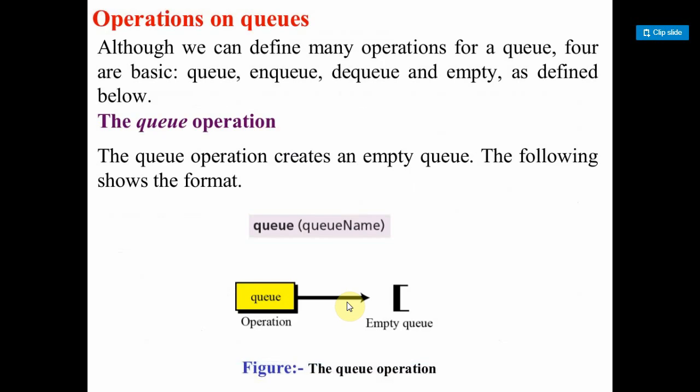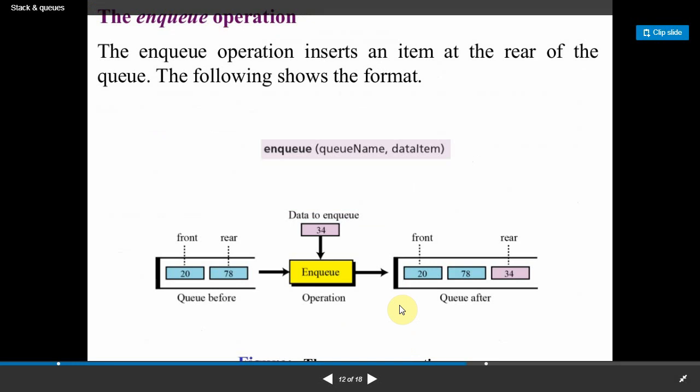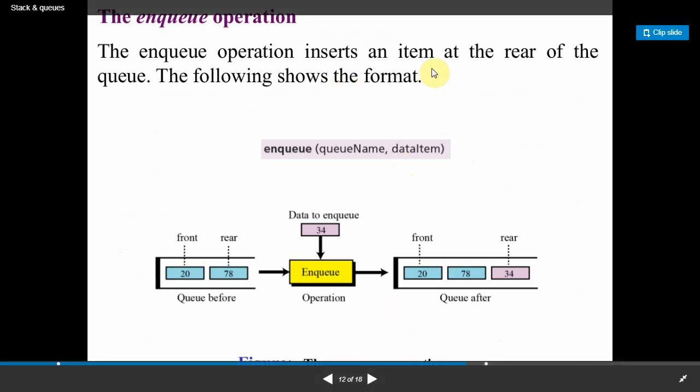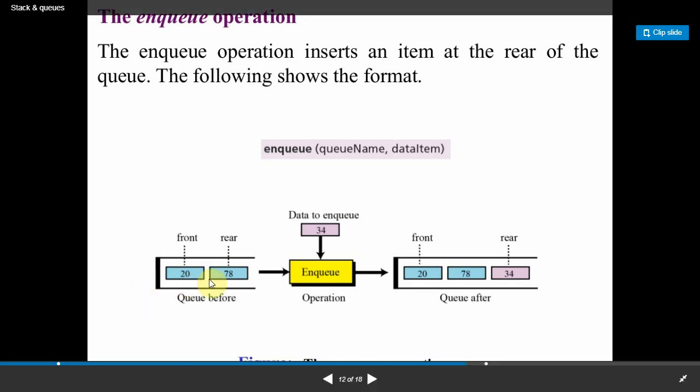Now, whenever there are no elements in the queue, that is called an empty queue. This status should also be checked before a deletion operation. Enqueue means the process of inserting items into the queue at the rear point. Suppose there are already two elements here. Already we discussed that front always points to the first element and rear always points to the last element. Whenever you want to insert any element, it should be inserted only after the rear.